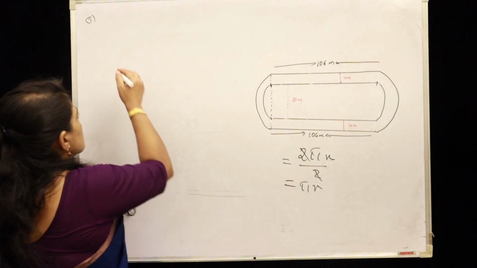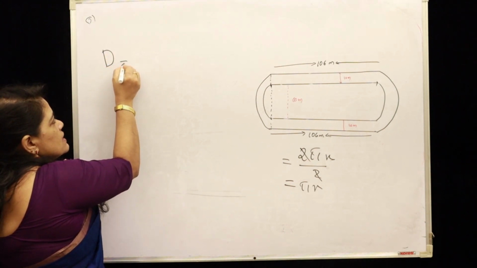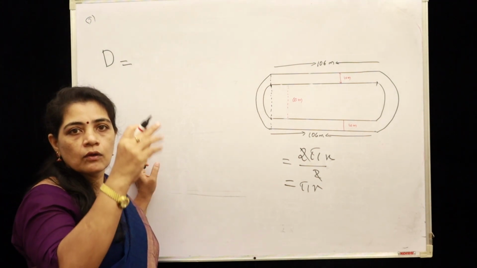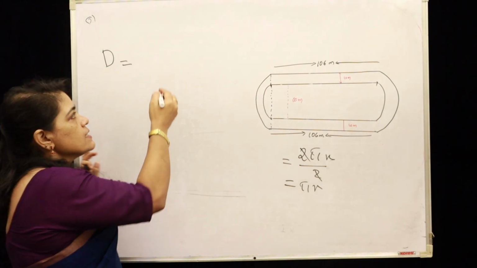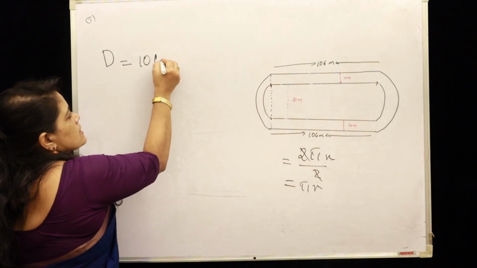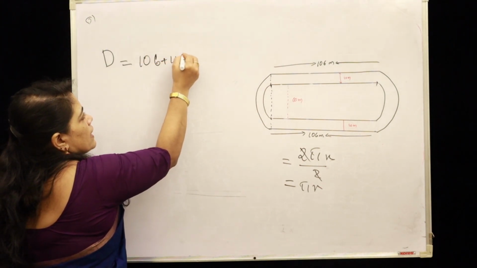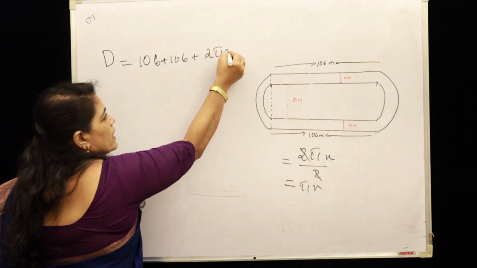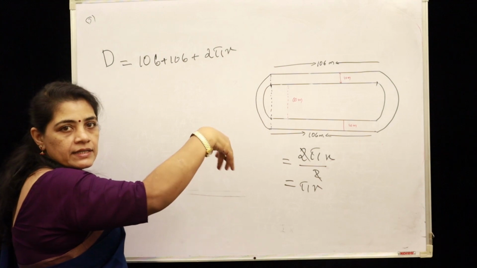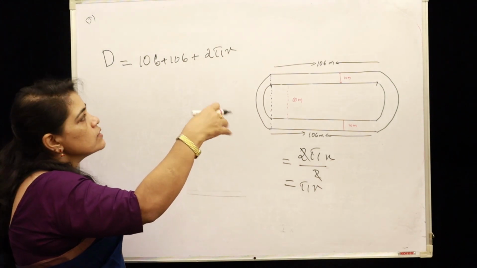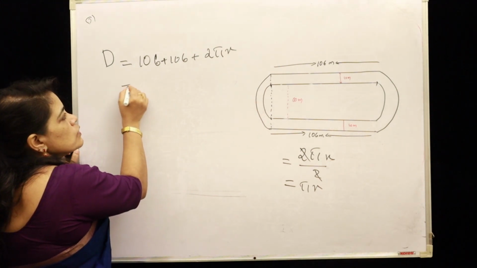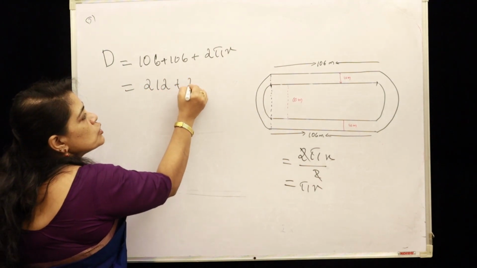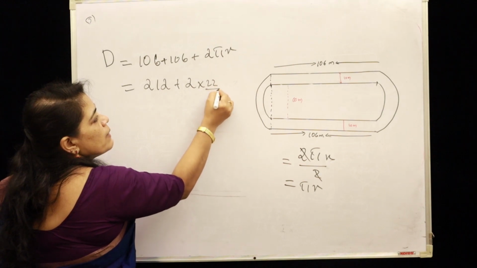That means the first part, the distance around the inner edge, will be the length on both sides, that is 106 plus 106 plus 2 pi r. Pi r is the distance around one semicircular end, so 2 pi r. Substituting, on adding you will get 212 plus 2 into 22 by 7.